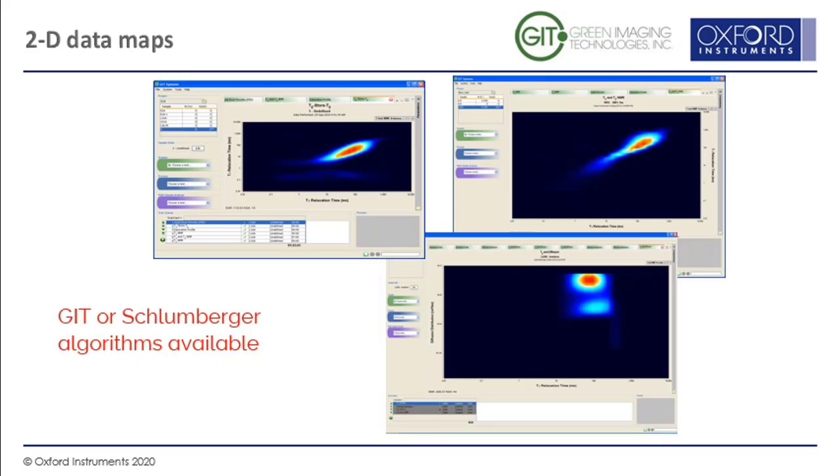The final subject of this webinar is 2D data maps, which are being used more and more to help solve difficult problems, such as where more than one fluid is present in the sample at the same time. As the name suggests, these methods take 2 sets of data from the same sample, using different pulse sequences, and combine them together. The algorithms for doing this combination and doing the 2D inversions are provided either by our partners GIT or by license through us from Schlumberger.